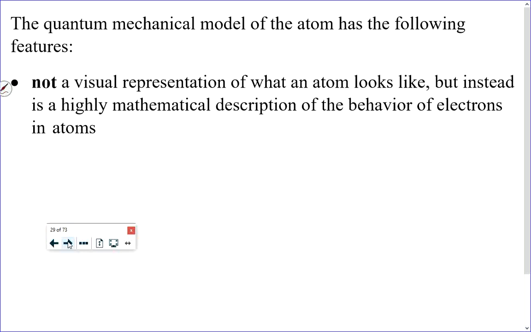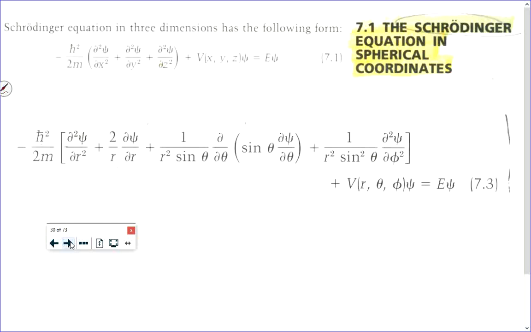This is a scan of the title page of section 7.1 of a physics course I took. I took 2 courses that used the same textbook. This was in my 4th year of physics, and this is called the Schrodinger wave equation in spherical coordinates. So, I still remember my prof's name.